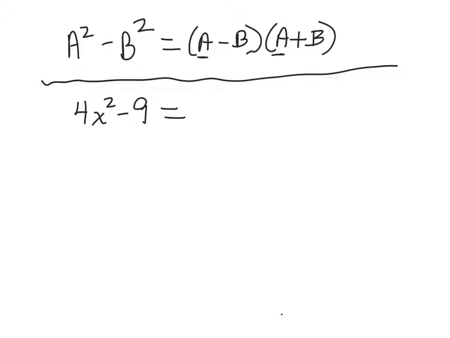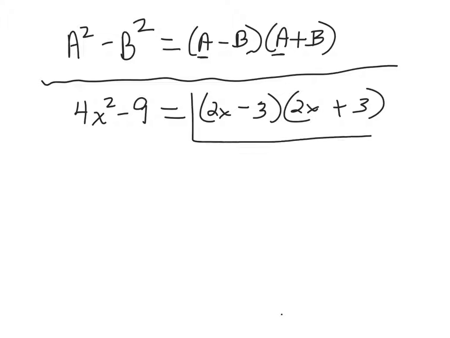To get 4x squared, couldn't I take 2x times 2x? And to get 9, I could take 3 times 3. So this is the difference of two squares. And here's how I factor. It's real simple. We're going to put the 2x and the 2x twice. We'll put the 3 and the 3 twice. And on one of those parentheses I'll put a minus, and on the other one I'll put a plus, and it doesn't matter which one gets which.